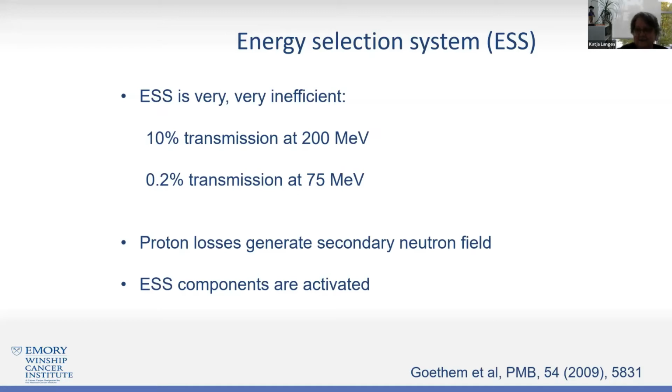So those lost protons generate a strong secondary neutron field. This needs to be shielded against. Nissi will talk about this. But the lost protons also activate the components of the system.